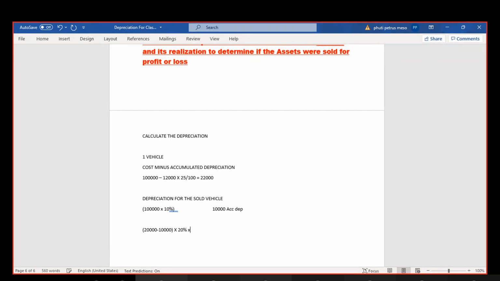Let's say multiply by 4 divided by 12, and then your answer will be 1,266.67, basically. Any questions here?